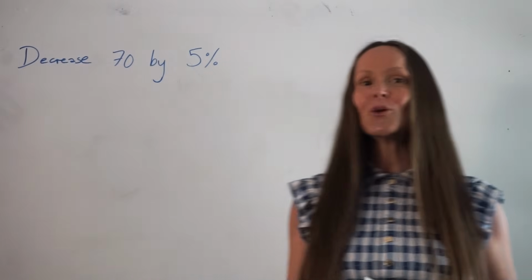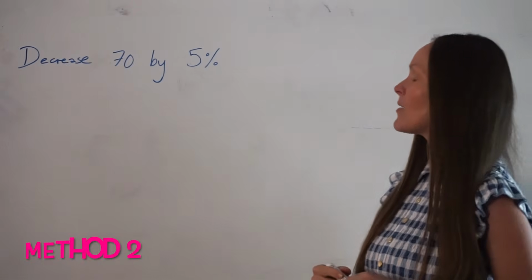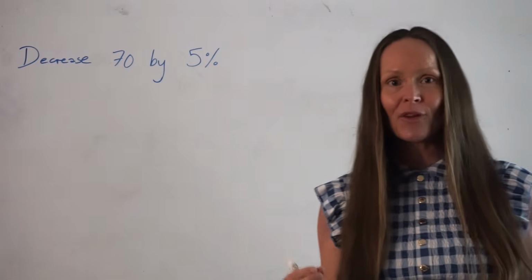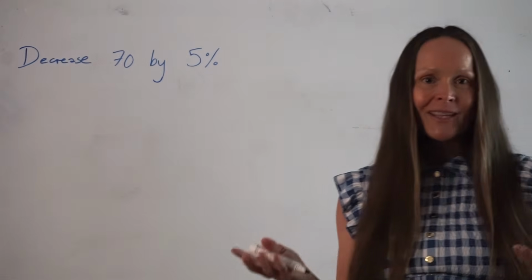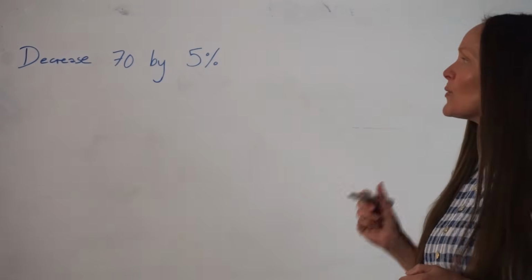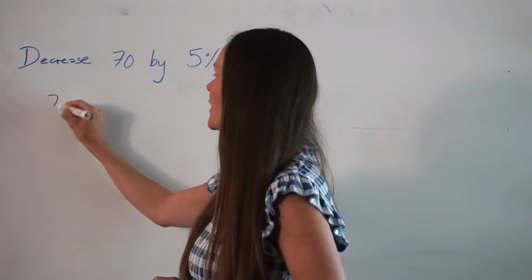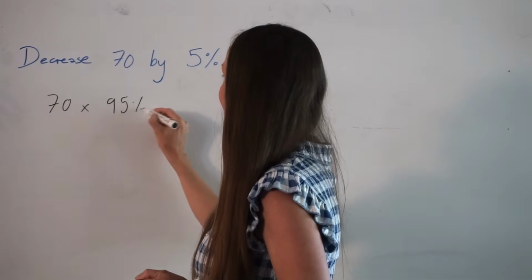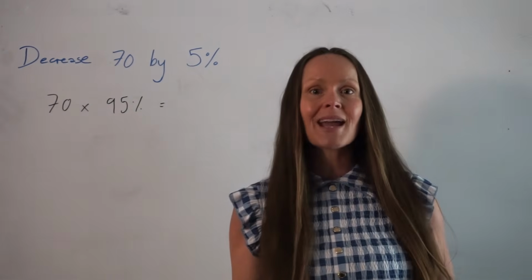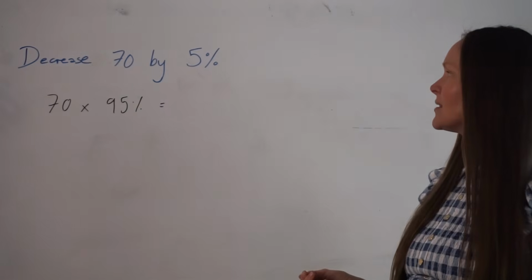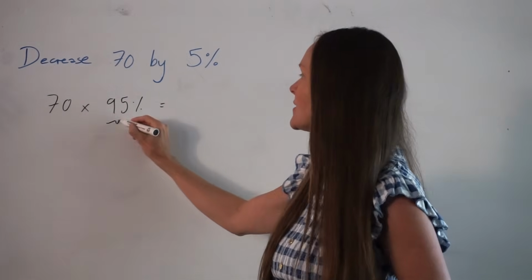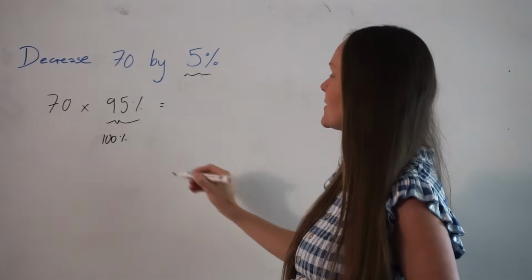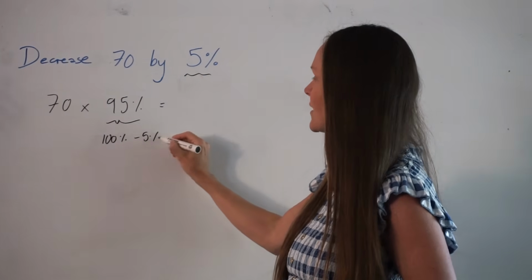Now I'm going to show you another method to decrease 70 by 5% in just one step. This method is handy if you need to know reverse percentages and if you're allowed to use a calculator in your exam. This time I'm going to multiply the number 70 by 95% instead, as this automatically takes into account the decrease of 5%. The 95% here is found by subtracting this 5% from 100%.